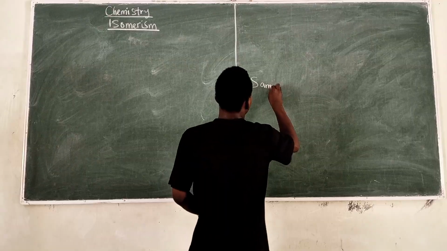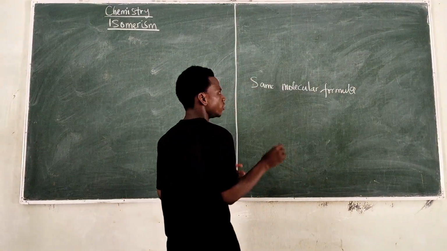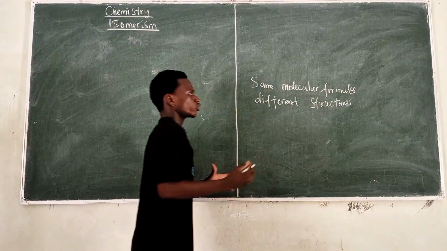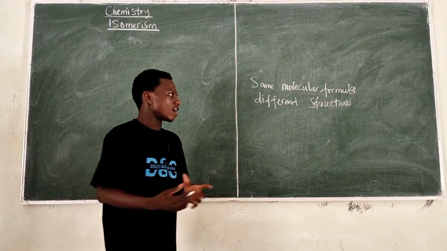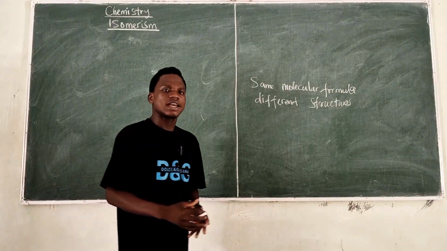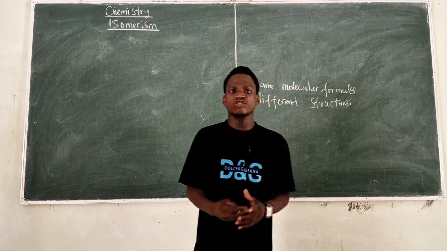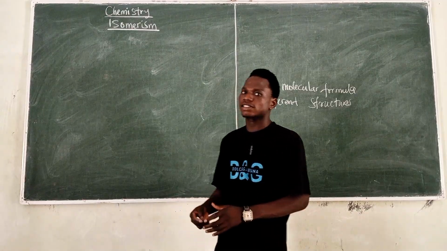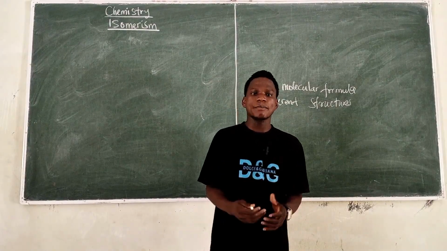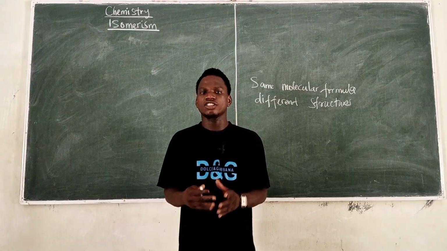Same molecular formula but different structures. Different structures or different arrangements of atoms in space. When compounds have the same molecular formula but different structures, they are known as isomers. Therefore, isomers are compounds with the same molecular formula but different structures.